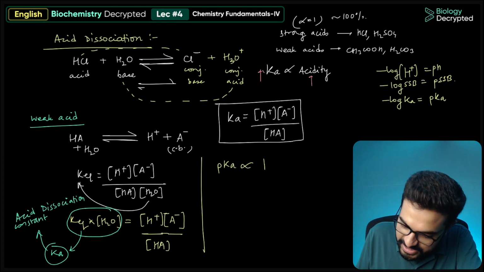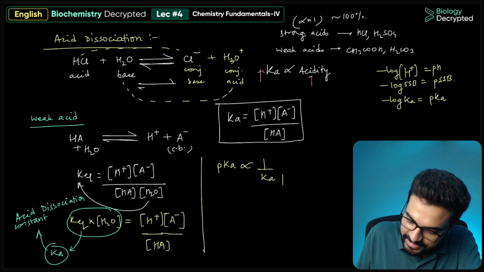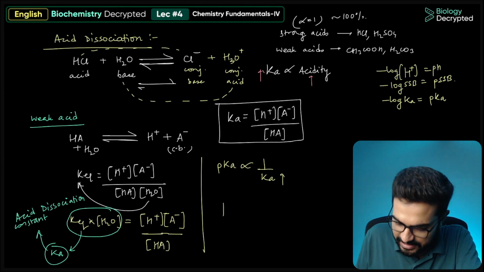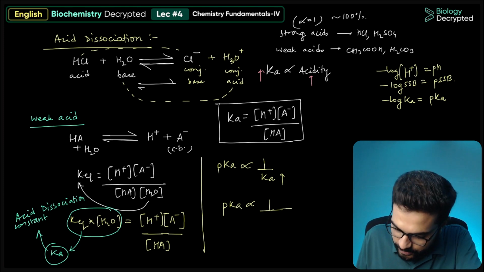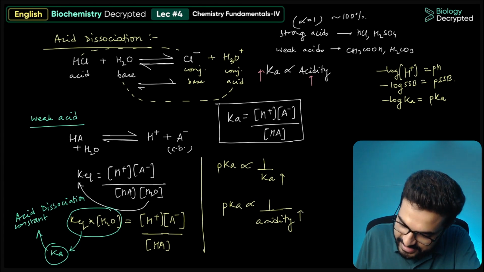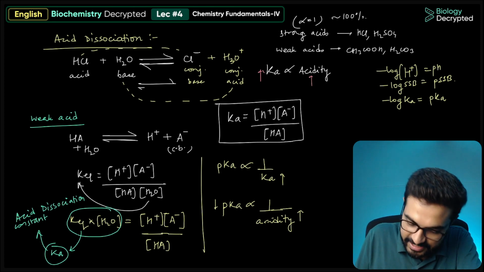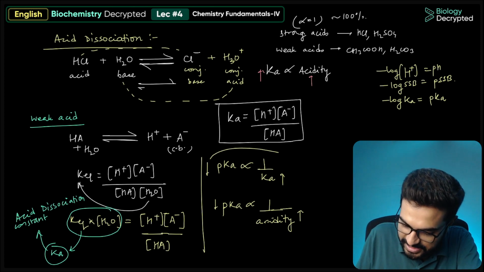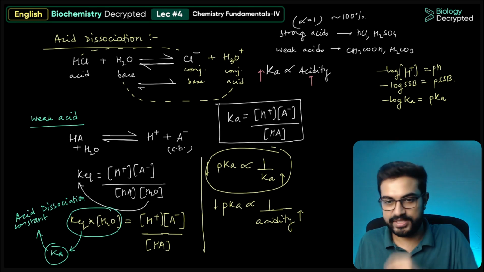Therefore it will be inversely proportional to Ka as well. If you increase the value of Ka, then pKa, by a very similar relation, will be inversely proportional to acidity as well. If the acidity increases, pKa will decrease. If acidity increases, Ka will increase, and if Ka increases, pKa will decrease. So pKa is inversely proportional to Ka. Remember this inverse relationship always.